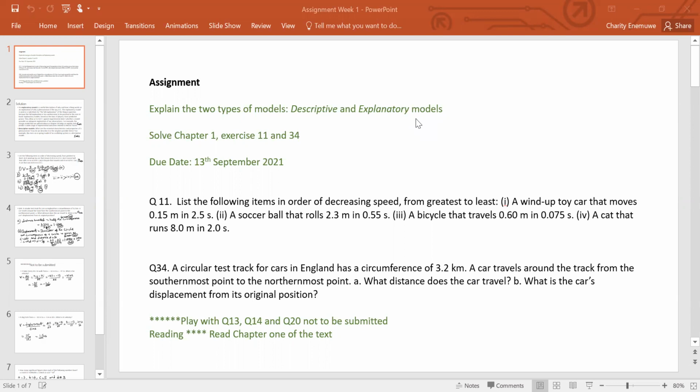For this revision class, we'll be looking at the revision for assignment 1 and then assignment 2. We're going to look at the solution, and also I'll be presenting a hint on how we draft the marking scheme so that you know how to present your answers.